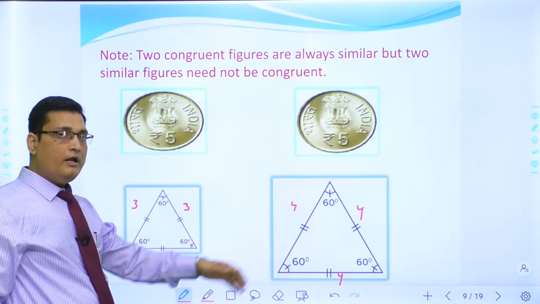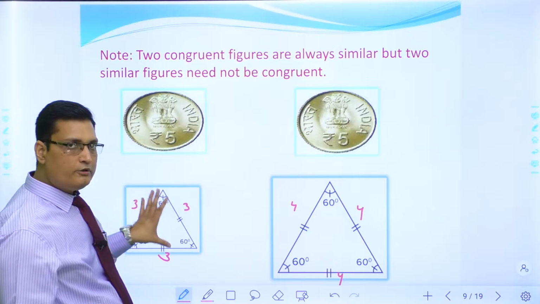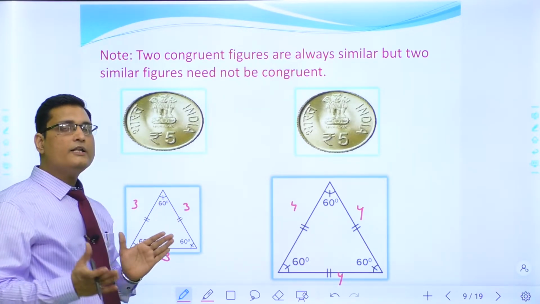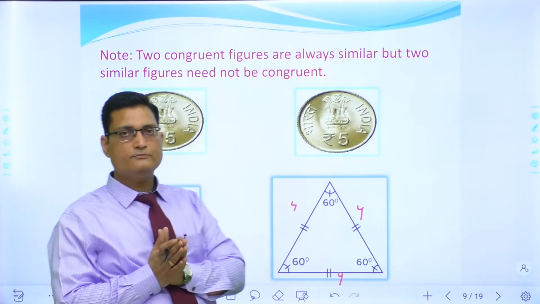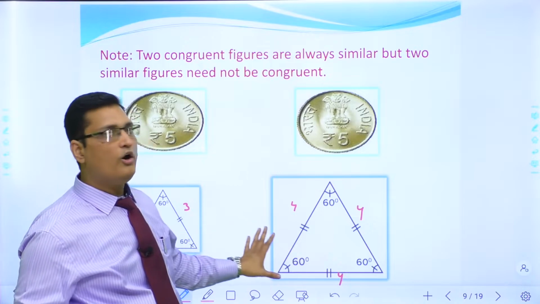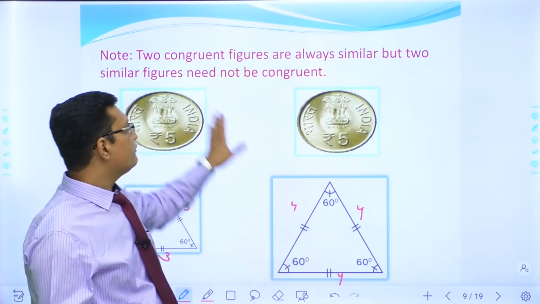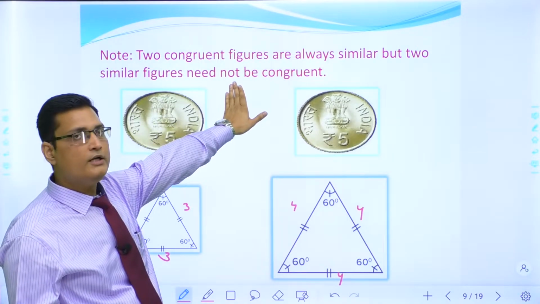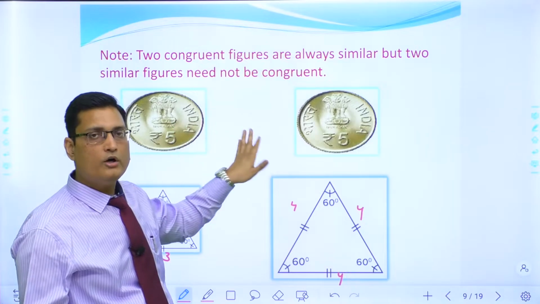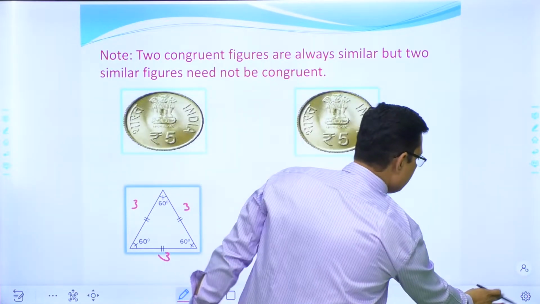So these are similar, but tell me one thing: if I keep the first picture on the second, or the second on the first one, are they going to superimpose each other? No, they are not going to superimpose each other, because they are not equal in size. So students, remember this note: congruent figures are always similar, but similar figures need not be congruent. Okay, now let's go for the next.